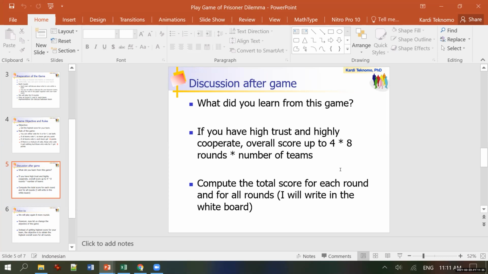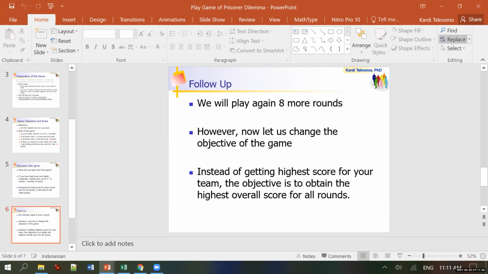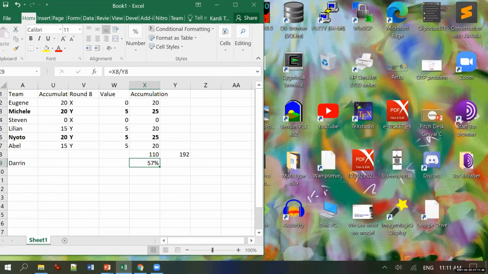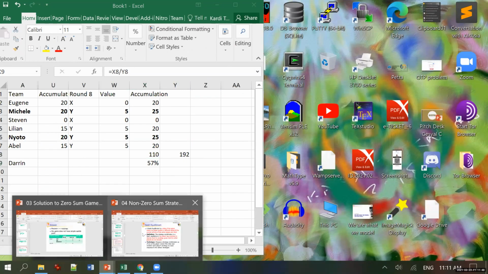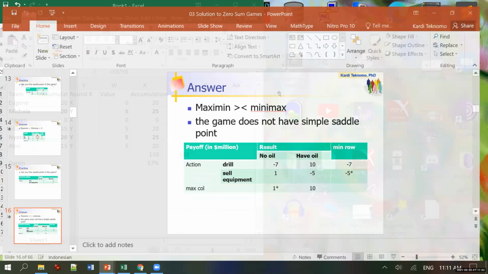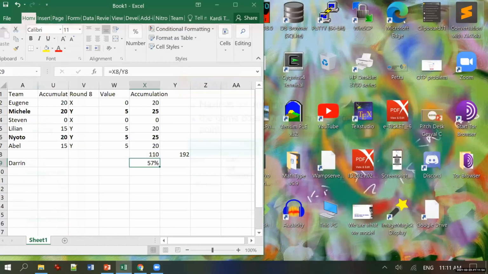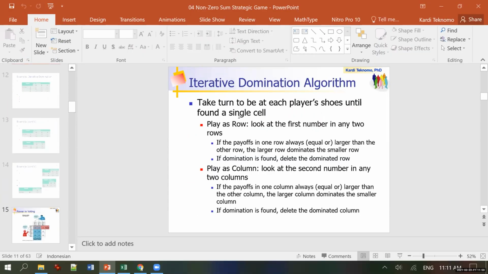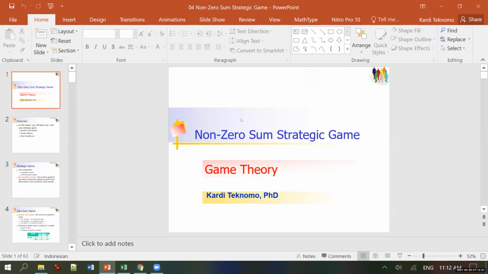If you look at this, this game is called the prisoner dilemma game. So let's go to the real slide. The zero-sum game is finished. And we will go to the next slide with non-zero-sum strategy games.